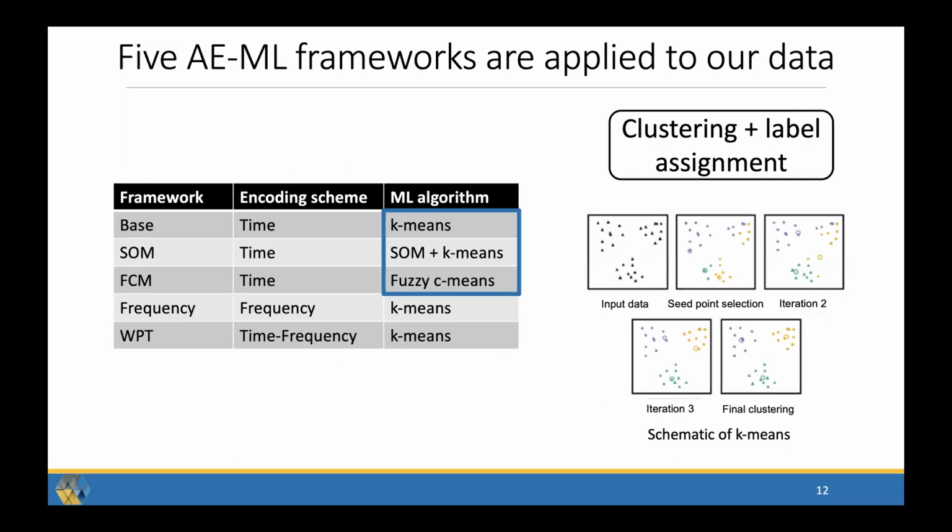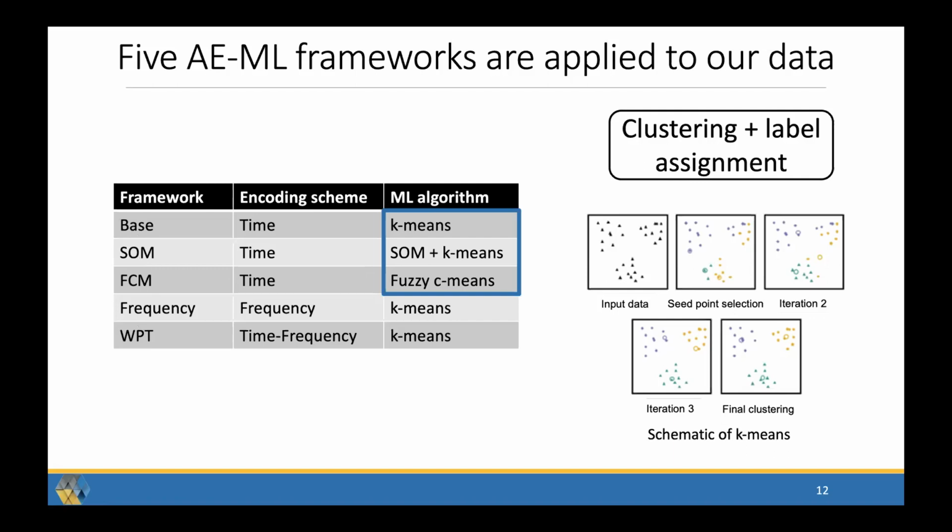And so what we did to illustrate the current state of the art is we took 5 basic frameworks that are out in the literature. We tried to scope a broad view of what approaches people are taking. Many people are basically using k-means right now to look at this data. So we took different frameworks, looked at their encoding schemes and their machine learning algorithm, and then applied them to our data. These 5 frameworks are applied to the same data set.